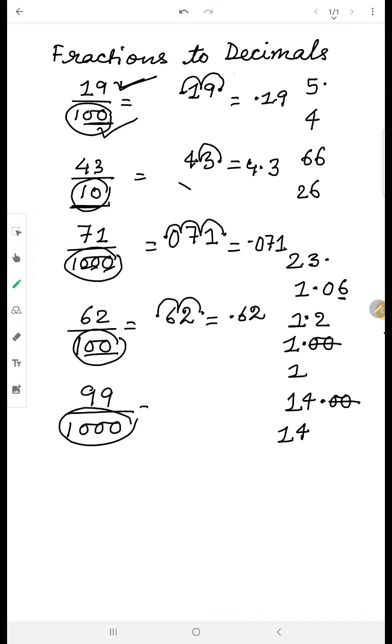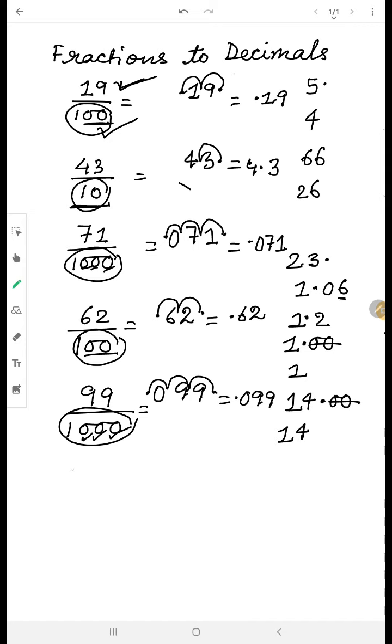Similarly, if you look at the next example, 99 by 1000. 99 has its decimal point after it. Now, if we try to move it to the left, how many zeros are there? 1, 2, and 3. So we will move it to the left 1, 2, and 3. When we try to do 3, there are no 3 digits present, right? So we are going to fill the gap with a 0 and we are going to write 0.099.